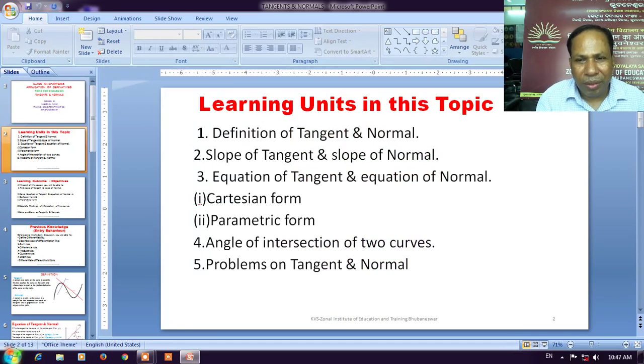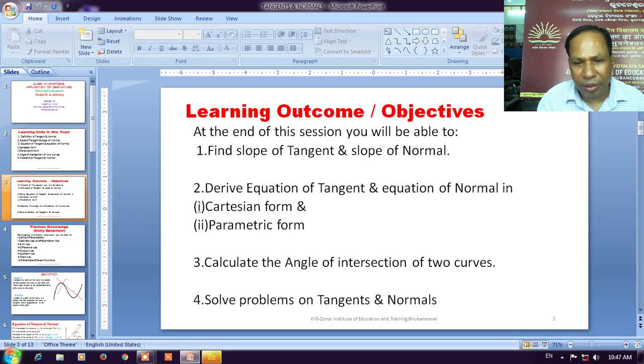So what are we going to learn today in this topic? We will be learning the definition of tangent and the definition of normal, the slope of tangent and slope of normal, the equation of tangent and equation of normal in Cartesian as well as in parametric form. Then we will discuss the angle of intersection of two curves. Then finally we will be solving some problems on tangents and normals.